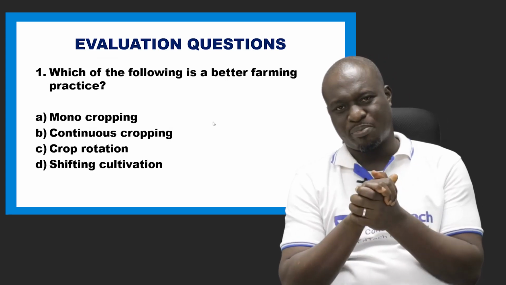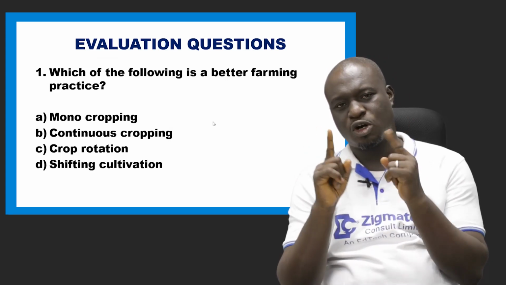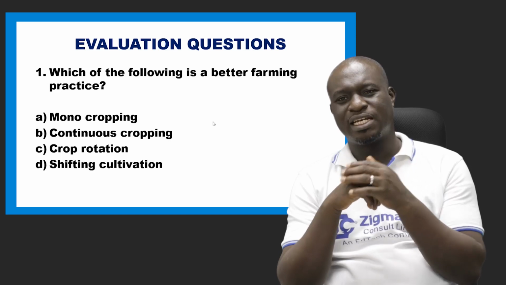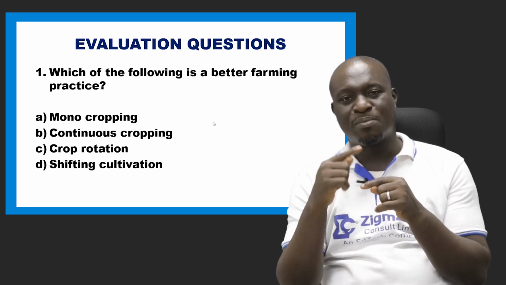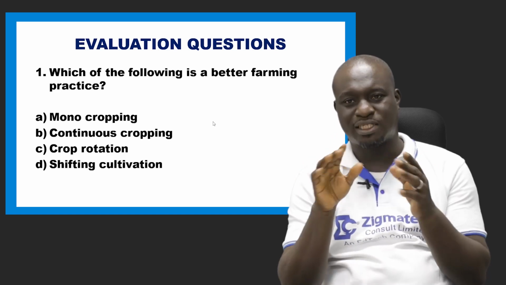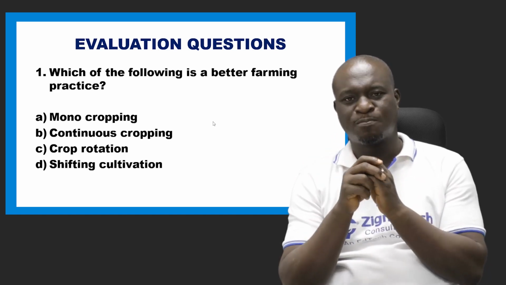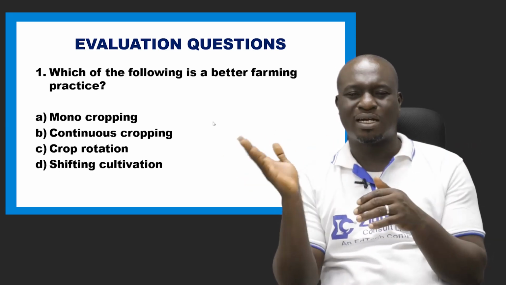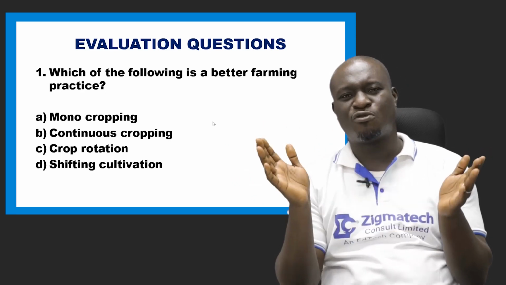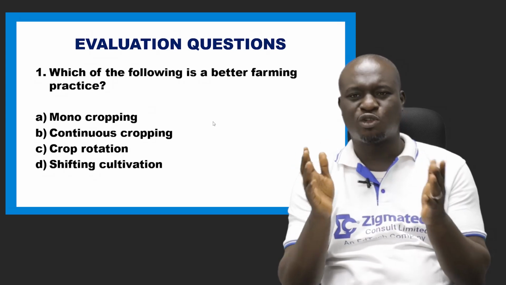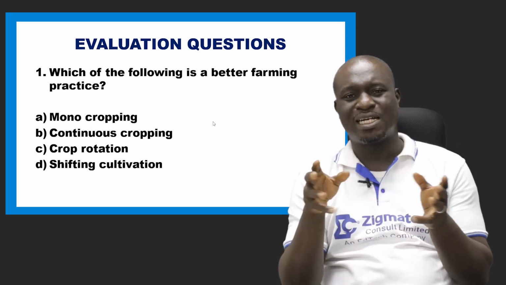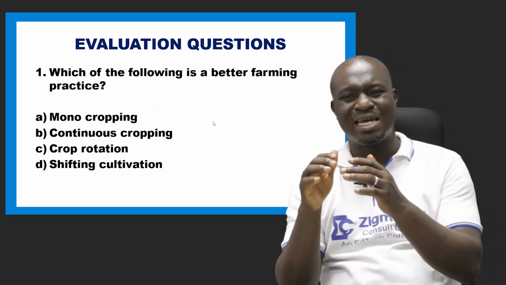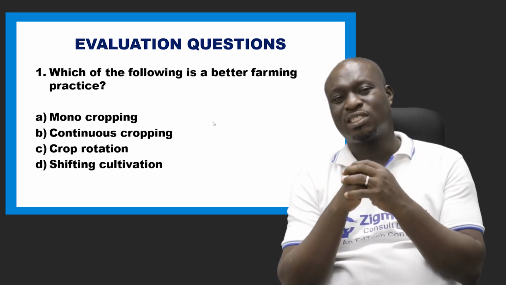Now remember, we said that monocropping is planting one crop year in, year out, just one crop. It's like having a plantation. And then B, we said it is continuous cropping on a particular piece of land. You keep planting different crops year in, year out, no breaks. And then we also talked about shifting cultivation, where you plant a particular crop and leave it to fallow for several years, you come back again, you plant again, you leave it to fallow. And then crop rotation, where you divide a particular piece of land into several compartments and plant different types of crop year after year.